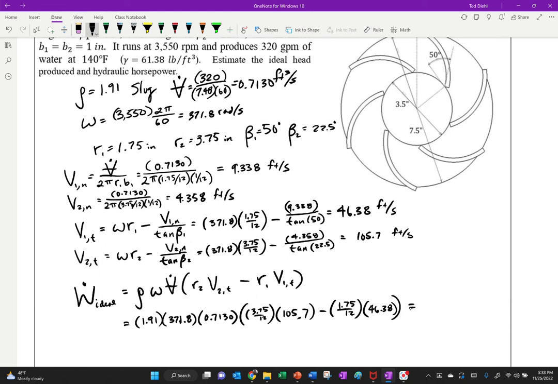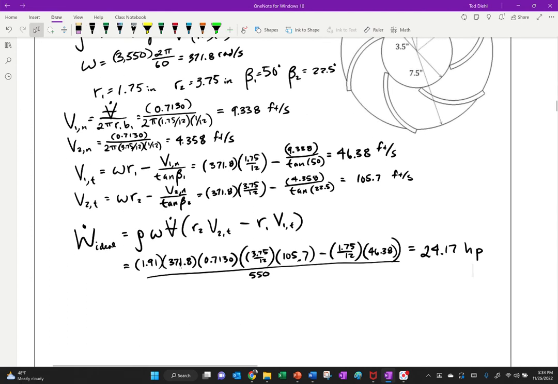And by the way, let me go ahead and make a big division symbol there. 550, because everything here would have been foot-pounds per second, and this is foot-pound per second per horsepower, turning it into horsepower, and we get 24.17 horsepower.